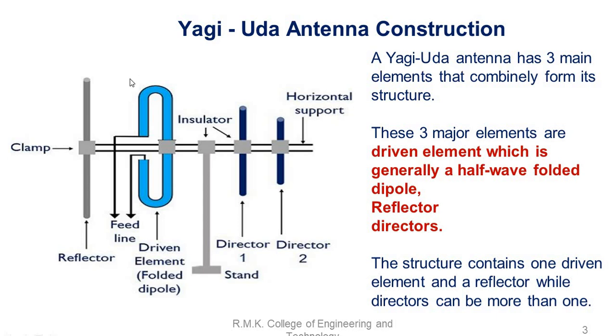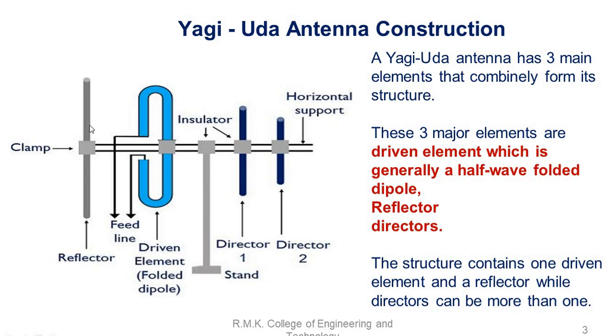See here, there are four major elements. The first and longest element in the Yagi-Uda antenna is called the reflector. Next to the reflector, the element is called the folded dipole element. After the folded dipole, there are elements called directors. Here we have two directors. We can use more than one director, right? 1, 2, 3, 4, like that.